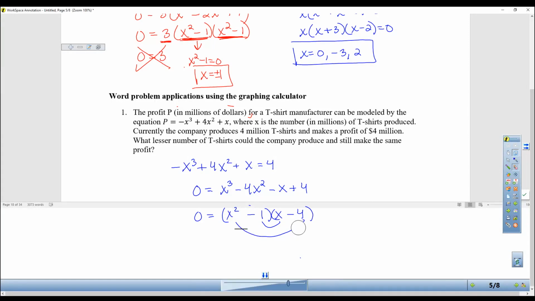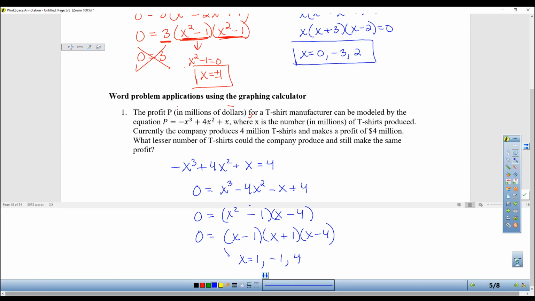And then on top of that, I can factor further. x minus 1, x plus 1, and x minus 4. So there are 3 times when this cubic equation is equal to 4: when x is equal to 1, when x is equal to -1, and x is equal to 4. So right now, they've chosen this one. They're making 4 million t-shirts, and they're getting $4 million.